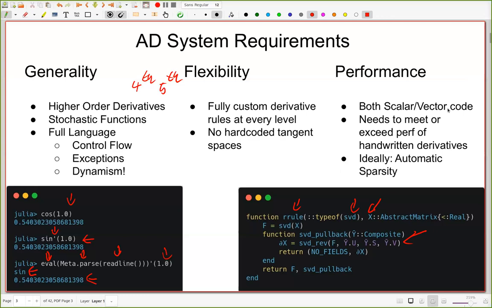And then the third big thing is performance. So we care about the performance of our AD system. It needs to be faster than what the users could do manually. You know, Julia is a language known for performance, and our users come to us for performance. So the AD system needs to have the same level of performance. It needs to be better than what the users could do manually, and any code you throw at it needs to have the same high performance. So whether that's scalar code or whether that's vector code.